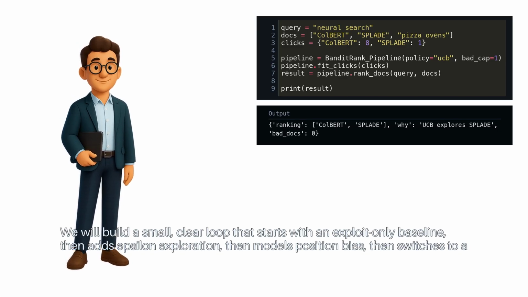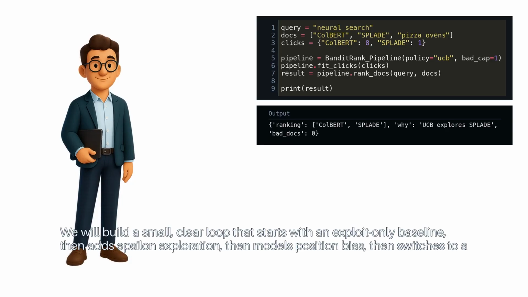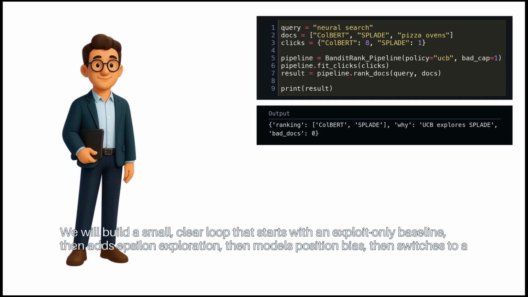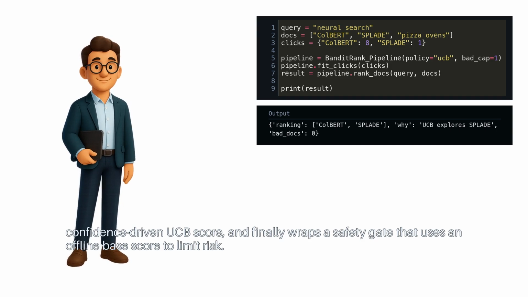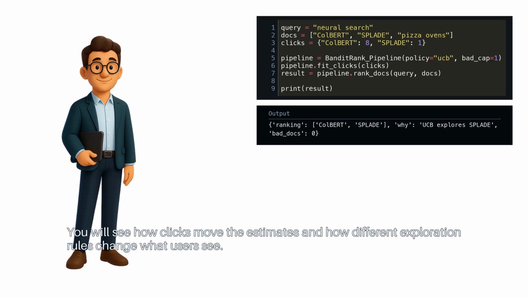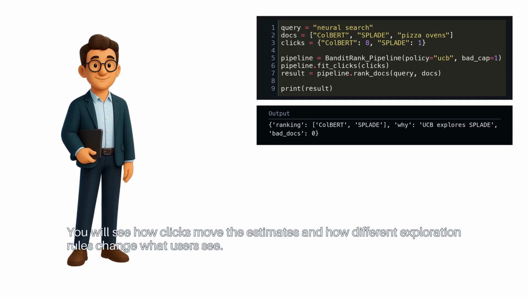We will build a small, clear loop that starts with an exploit-only baseline, then adds epsilon exploration, then models position bias, then switches to a confidence-driven UCB score, and finally wraps a safety gate that uses an offline base score to limit risk. You will see how clicks move the estimates, and how different exploration rules change what users see.